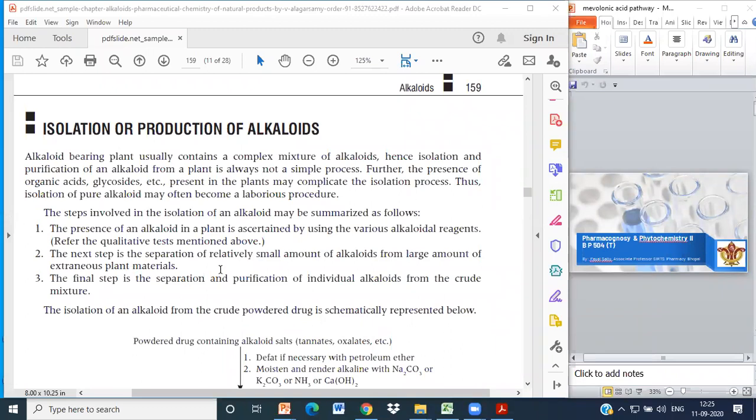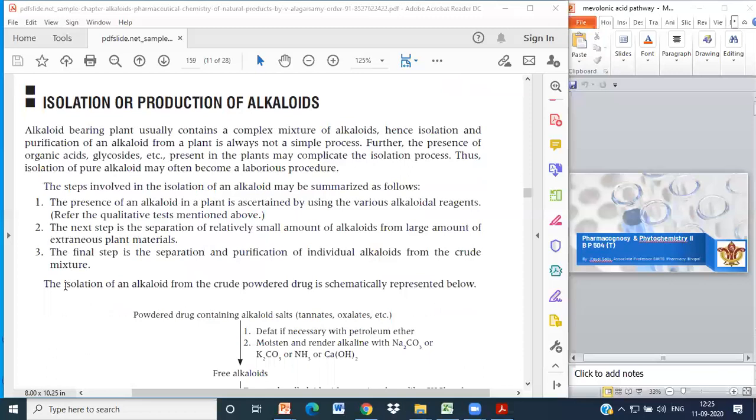The steps involved in the isolation of an alkaloid may be summarized as follows. First, the presence of an alkaloid in a plant is ascertained by using various alkaloid reagents. That is why I started again with the chemical test, just to revise: whenever you go for isolation, you have to make sure that the plant contains an alkaloid. For that you have to go for a qualitative test.